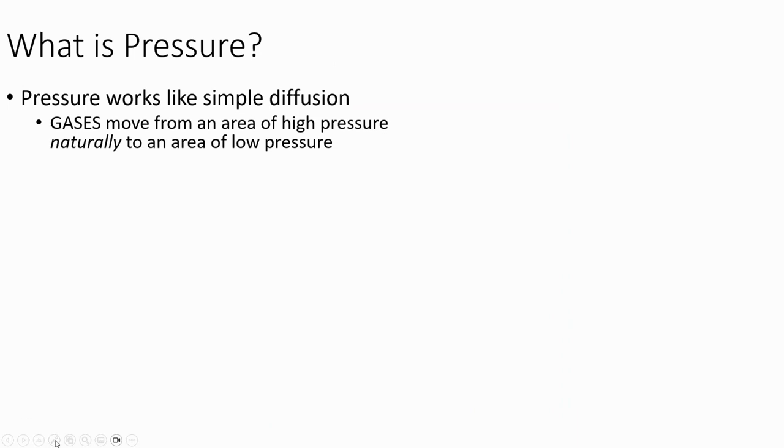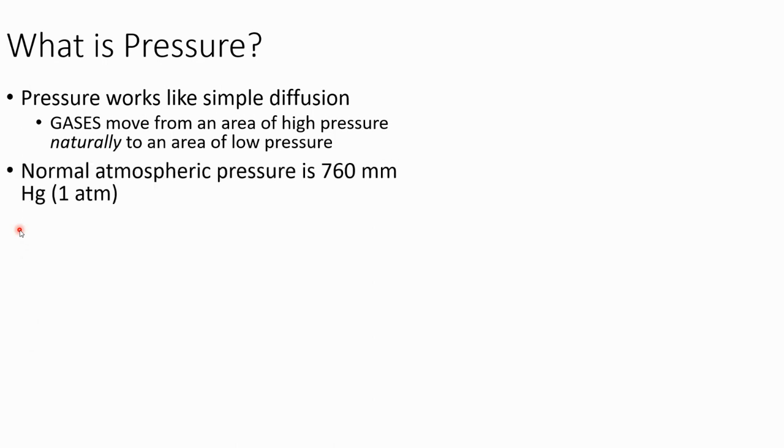So let's kind of talk about pressure. Pressure works basically like diffusion as far as things move from an area of high concentration to an area of low concentration. Well, when we're talking about pressure, gases move from an area of high pressure naturally to an area of low pressure. So we're going to use 1 atmosphere of pressure or 760 millimeters of mercury to represent normal atmospheric pressure. Just like when you're dealing with a length and you're looking at inches or miles or kilometers, pressure is measured in millimeters of mercury or atmospheres. There's a couple of other units you can use. So if you see those, normal is 1 atmosphere. That's what atmospheric pressure will be at sea level.